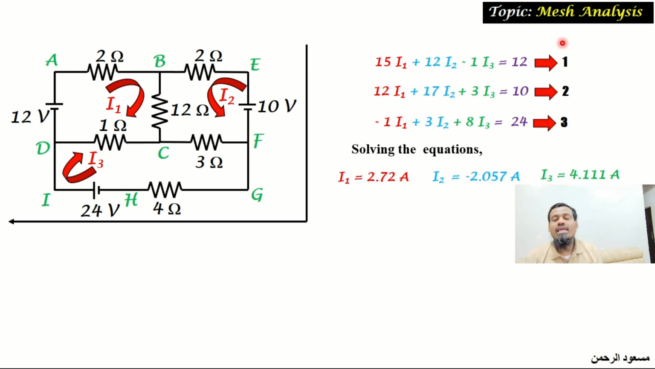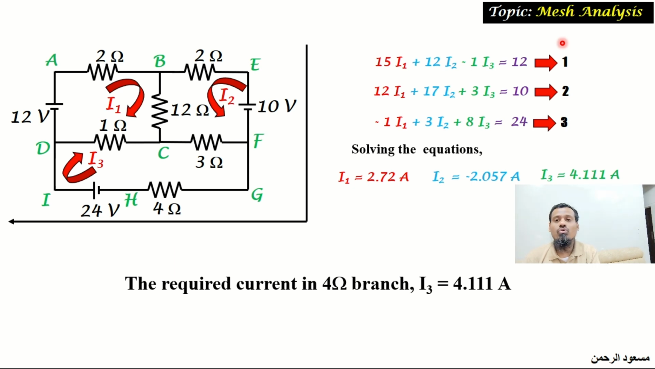So one thing to be again noted is I2, we got in terms of a minus value, so it indicates that the actual current of I2 is in the opposite direction to the assumed one. So that is the reason why a minus is resulting in the answer. Okay, now the required current to find in the question is the current through 4 ohm resistor, and it is nothing but I3, which is 4.11 amps.